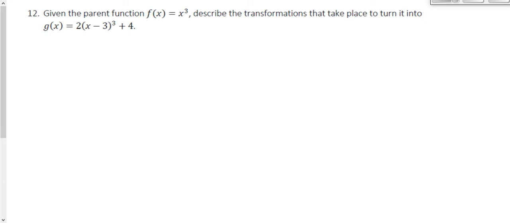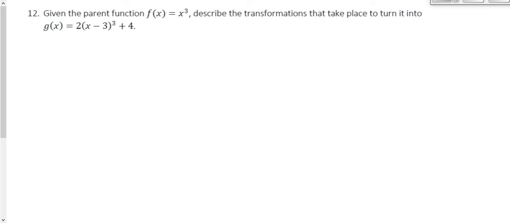Okay, we'll pick up with our Unit 4 review of polynomials with question 12 from the review, which asks us, this is actually a review of Unit 1. This is asking about transformations. It says, here's our parent function x cubed. We want to describe the transformations that turn it into 2 times (x minus 3) cubed plus 4.